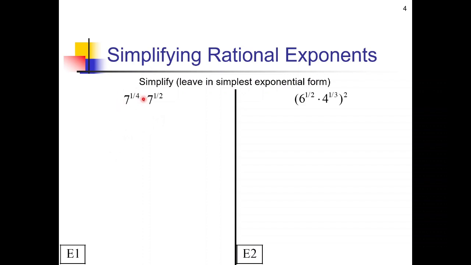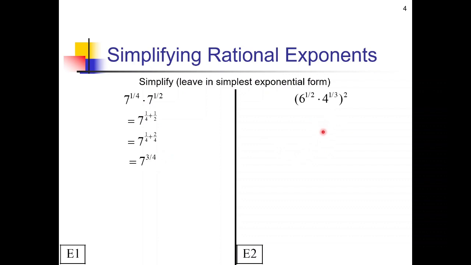Alright, since we have the same base and we're multiplying, that means we're going to be adding the exponents. So we're going to have 7 to the 1/4 plus 1/2 power. And we just need to get a common denominator and add these together. So this is really 1/4 plus 2/4. So that would be 7 to the 3/4. And they said that we can leave this in simplest exponential form, so this is fine as long as we don't have any negative exponents. Alright, so pause the video again and try out this second example.